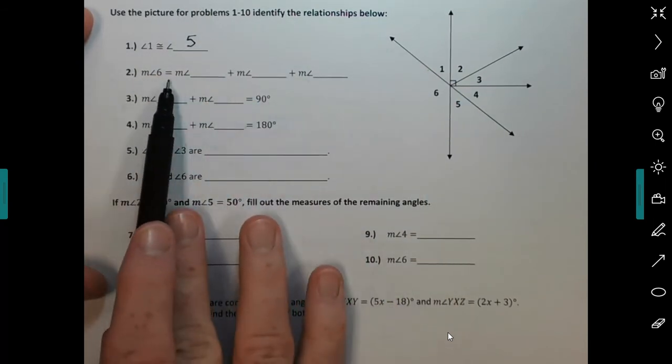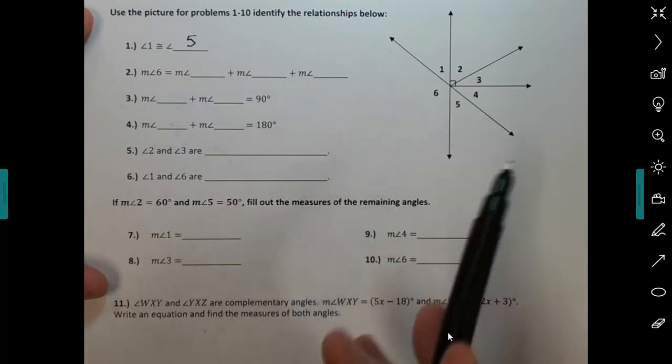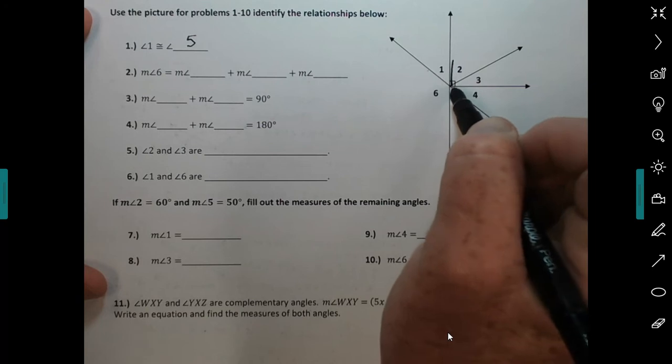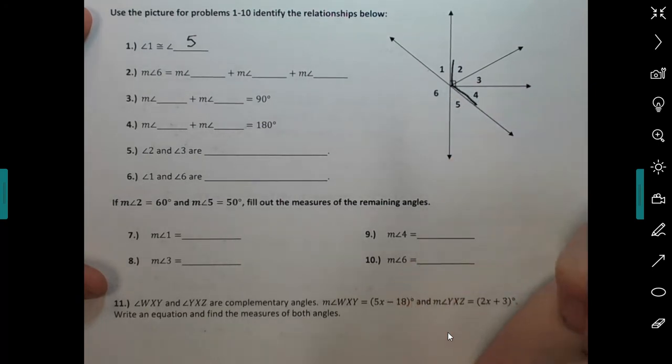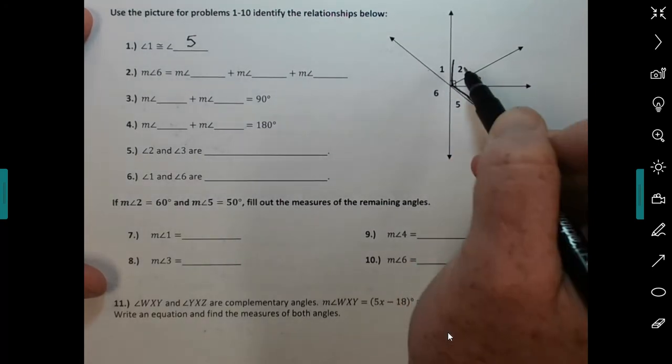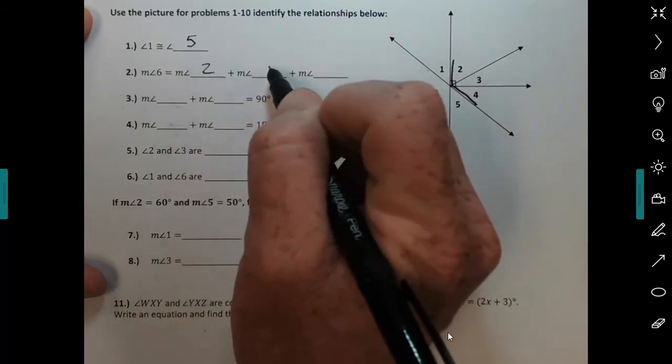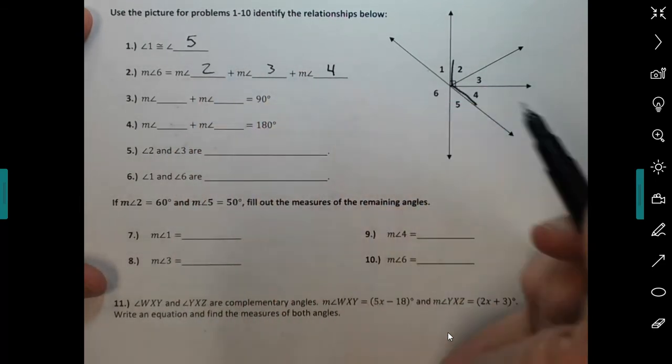Angle 6, if we look at its vertical angle, the vertical angle to angle 6 is actually a composition of a bunch of angles. It's whatever this angle is if we combine angles 2, 3, and 4.